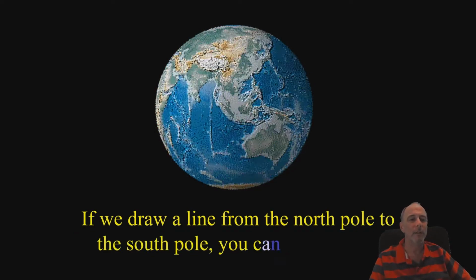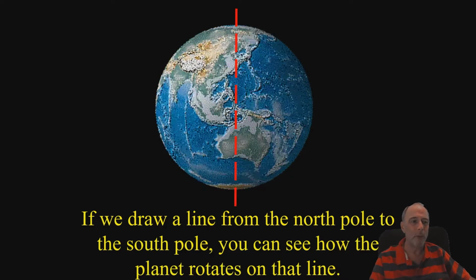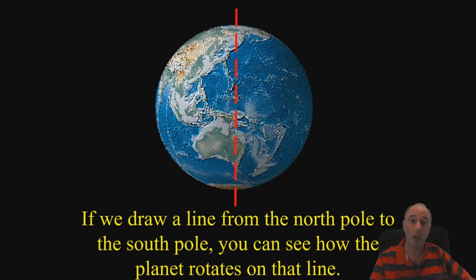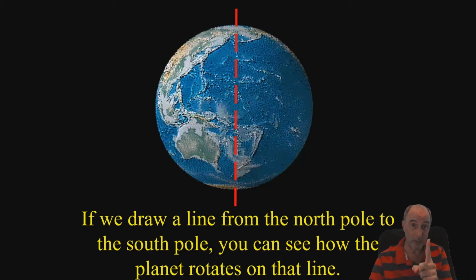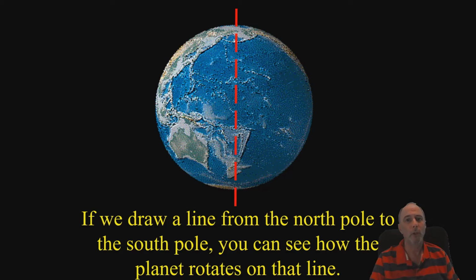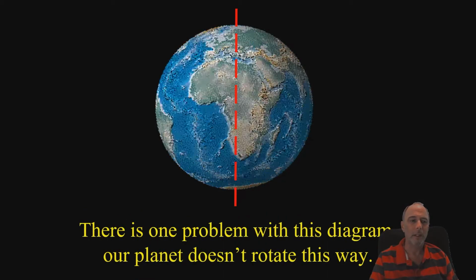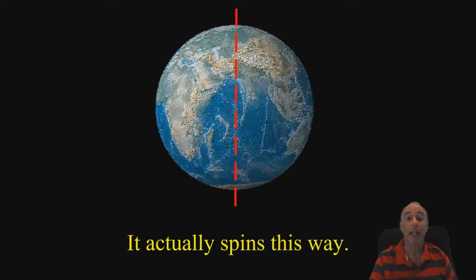If we drew a line from the North Pole to the South Pole, you can see how the planet rotates on that line. This is called the axis, right? And if I put my finger up underneath the planet like that, it would spin on my finger. But there's one problem. Our planet doesn't rotate this way. It actually rotates like this.